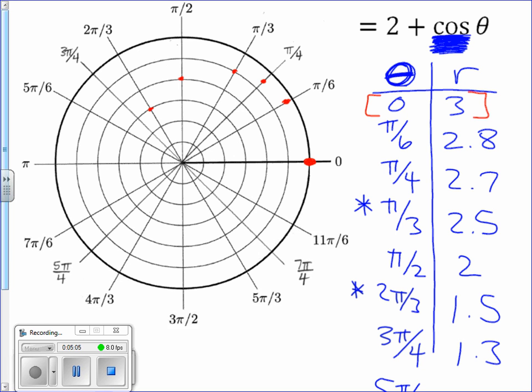At 2 pi over 3, now this is where our numbers start to get less and less. At 3 pi over 4, we're at 1.3, which we'll put about right here. At 5 pi over 6, we were at, what was that, 1.2. And what you start to notice is how quickly, and then we're at 1 here, how quickly this shape begins to flatten out. Like we said, this is a flat limacon based on these coefficient values.